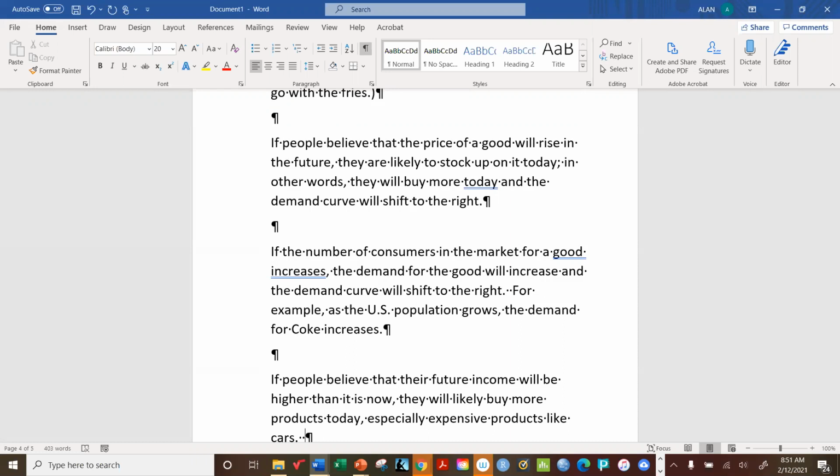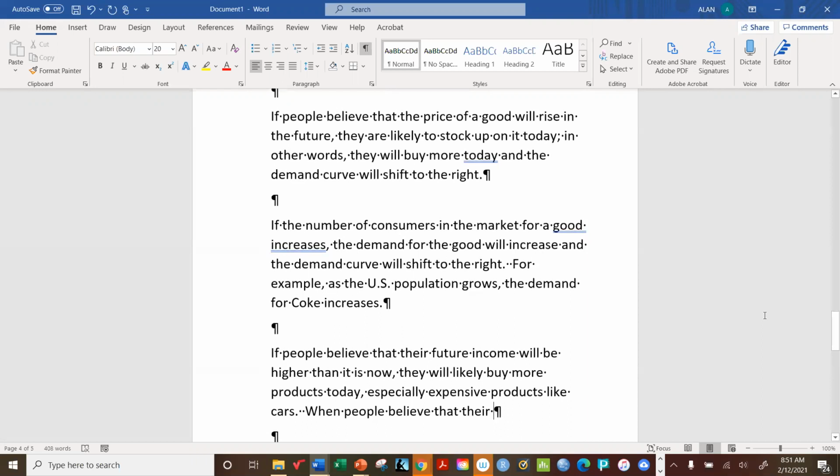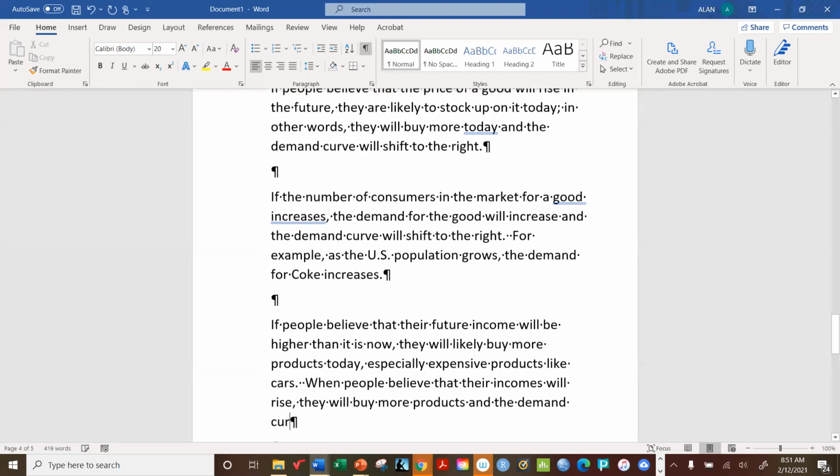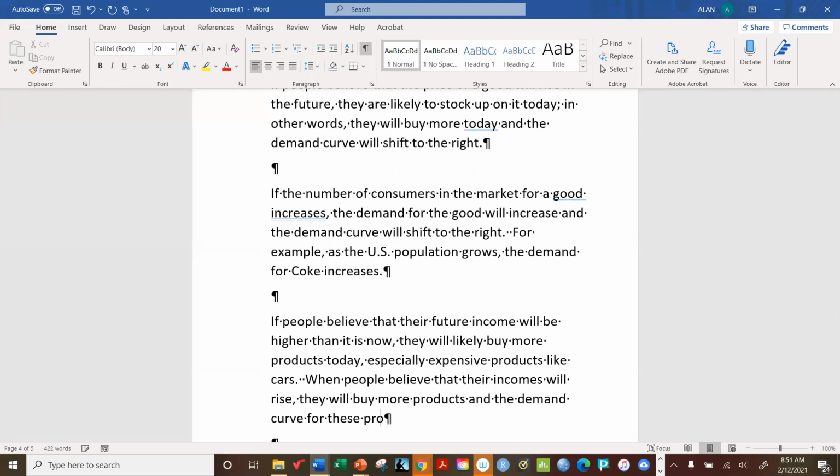So therefore, when people believe that their incomes will rise, which is likely to happen, even like people already have jobs, if the economy is really booming, they may start to expect raises from their jobs, and they may turn around and buy more products even before those raises actually materialize. So when people in general believe that their incomes will rise, they will buy more products, like I said, and the demand curve for these products will shift to the right.